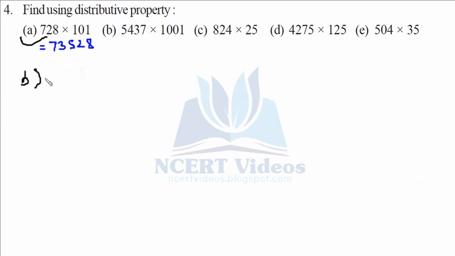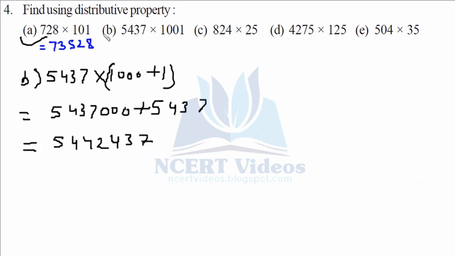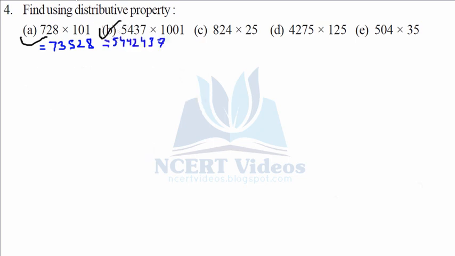Now the second part can be split easily. So we will write 5437 into 1000 plus 1. It is 5437000 plus 5437 when we multiply it, and now we are adding it. So this addition gives you 5442437. That is your B part. Now C.